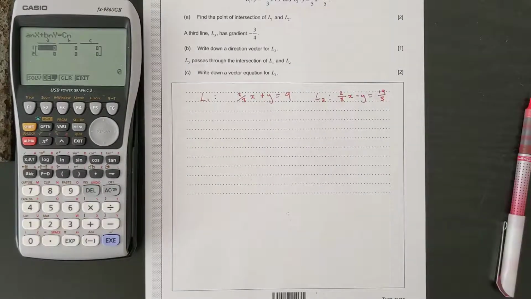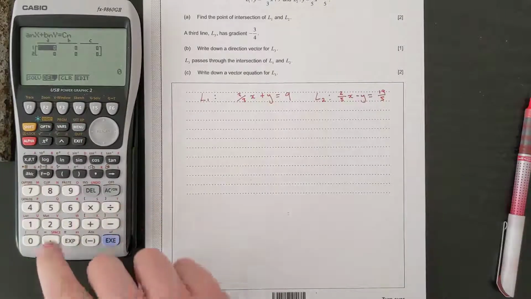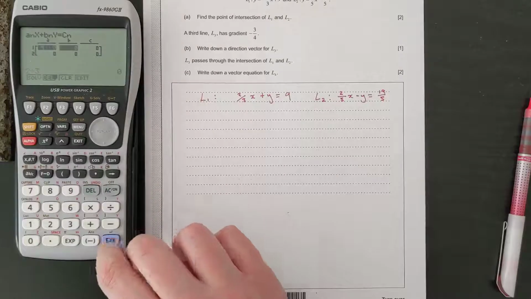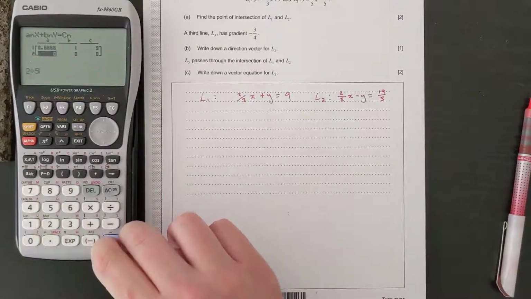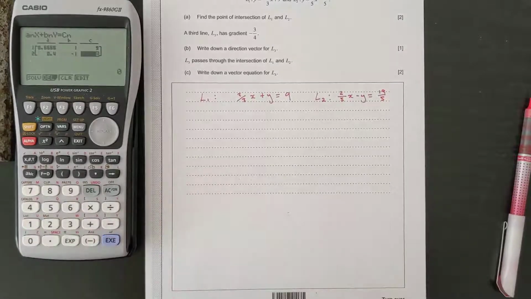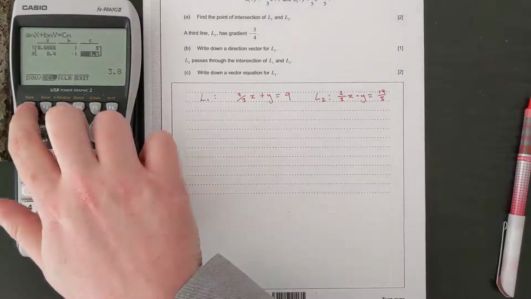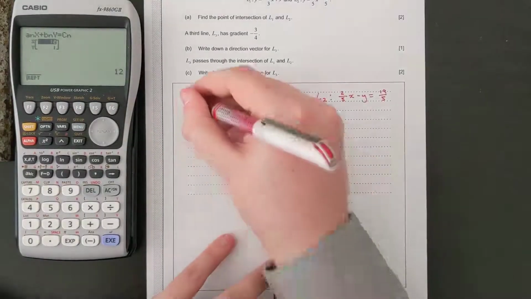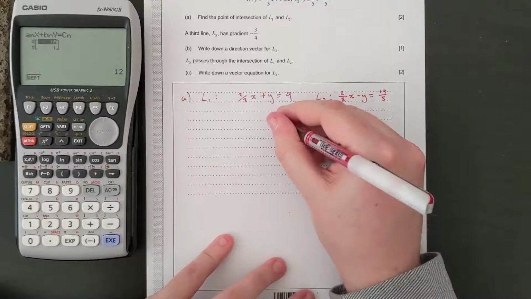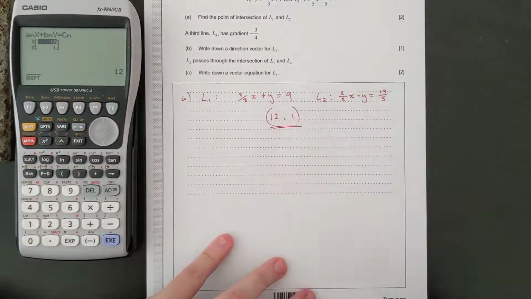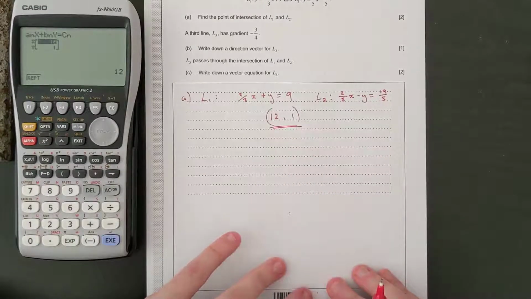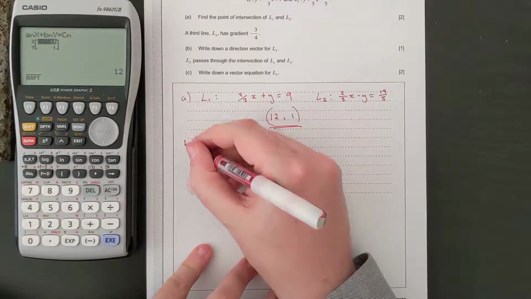I then type those two equations into my GDC. So I have equation 1, 2/3 x plus y is equal to 9, and then I have 2/5 x minus y is equal to 19/5. I press F1 to solve, and I get my answer for part A. My point of intersection is 12, 1. Then I'm told there is a third line L3 with gradient minus 3/4, and I'm asked to write down the direction vector of L3.